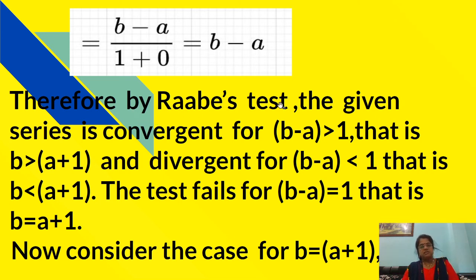Therefore by Raabe's test the given series is convergent for b minus a greater than 1. It means that b is greater than a plus 1, and the series is divergent for b minus a less than 1, that is b is less than a plus 1, and the test fails for b minus a equal to 1, that is b equal to a plus 1. Now consider the case for b equal to a plus 1.